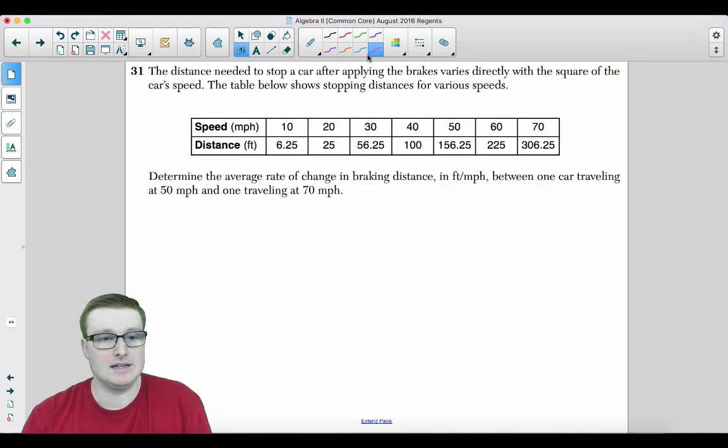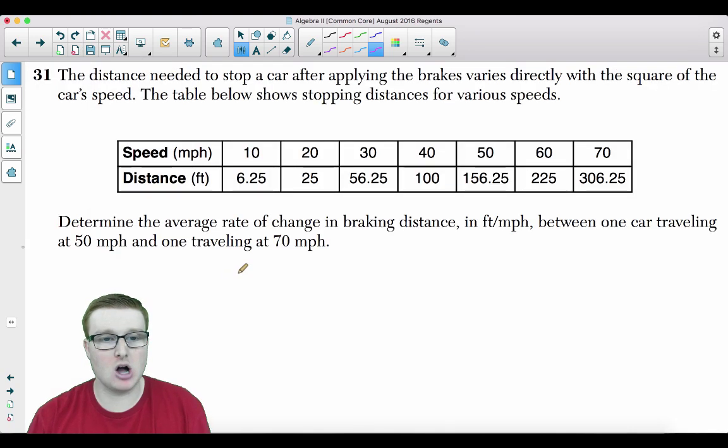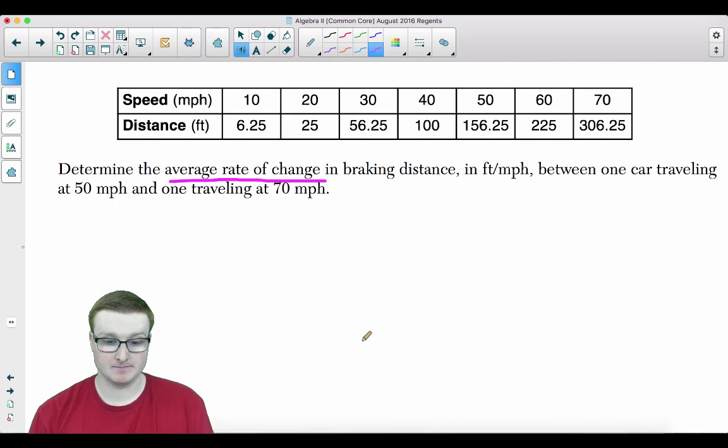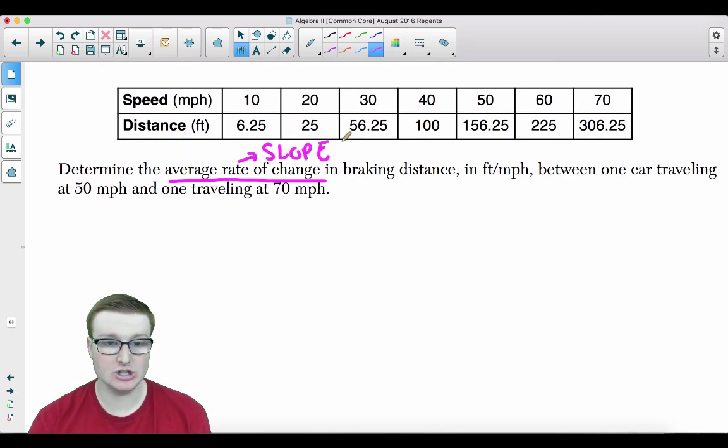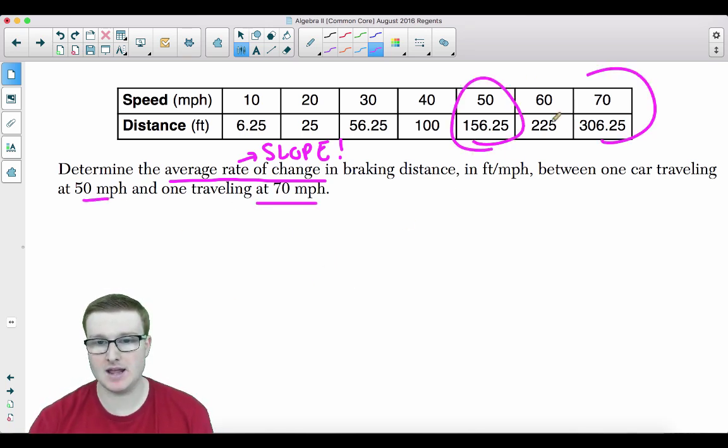Here we go. The distance needed to stop a car after applying the brakes varies directly with the square of the car's speed. The table below shows stopping distances for various speeds. Determine the average rate of change in braking distance in feet per miles per hour between one car traveling at 50 and one car traveling at 70. So here's what you're doing. You're calculating the slope between 50 and 70 miles an hour. So we're looking here and we're looking here.